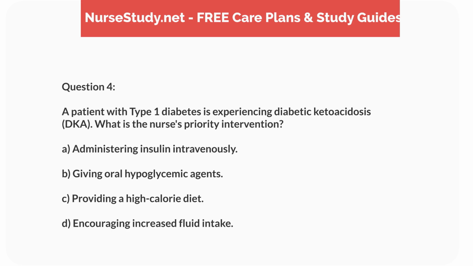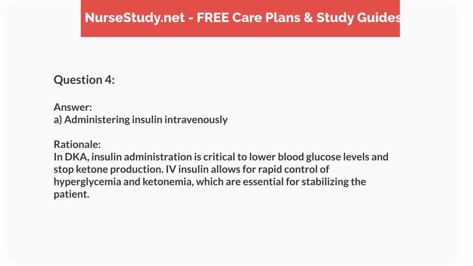Question 4. A patient with type 1 diabetes is experiencing diabetic ketoacidosis, DKA. What is the nurse's priority intervention? A. Administering insulin intravenously. B. Giving oral hypoglycemic agents. C. Providing a high-calorie diet. D. Encouraging increased fluid intake.